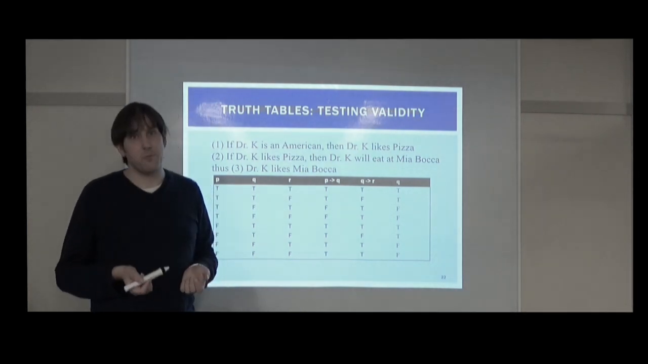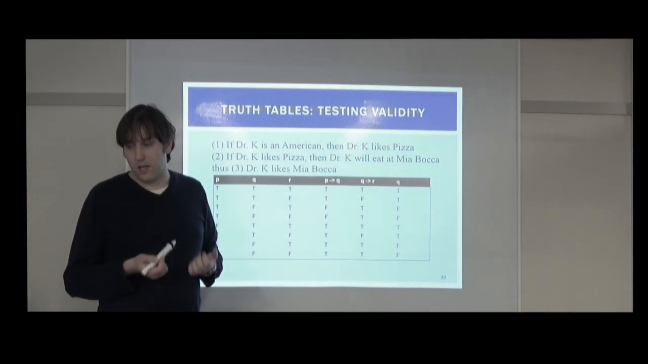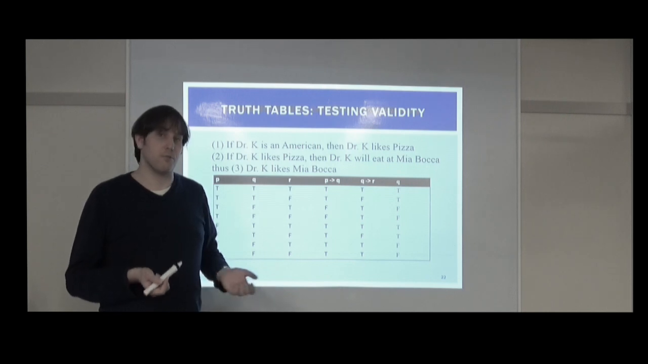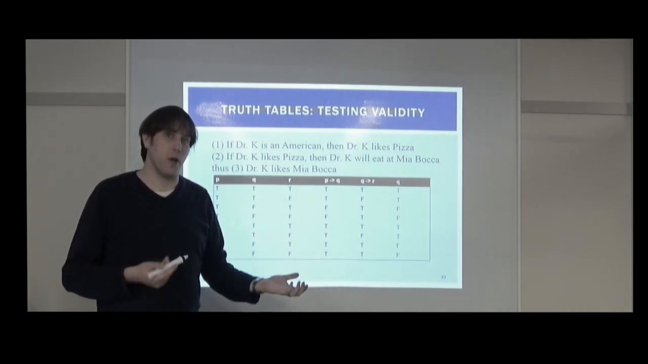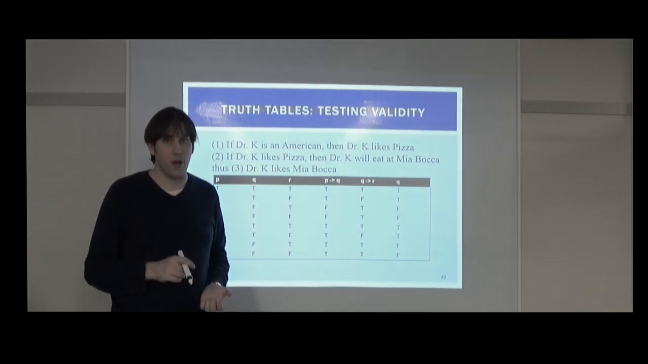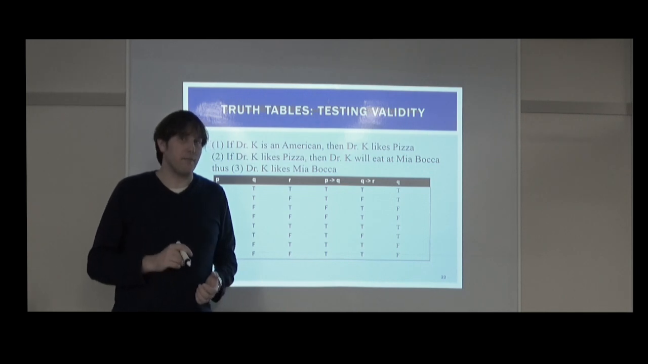If Dr. K is an American, then Dr. K likes pizza. If Dr. K likes pizza, Dr. K will eat at Mia Boca. Mia Boca is a restaurant that does Hokkaido and Italian food together. If you ever come to Asahikawa, you should give it a shot. Also in Sapporo. But let's see if this is a valid argument.